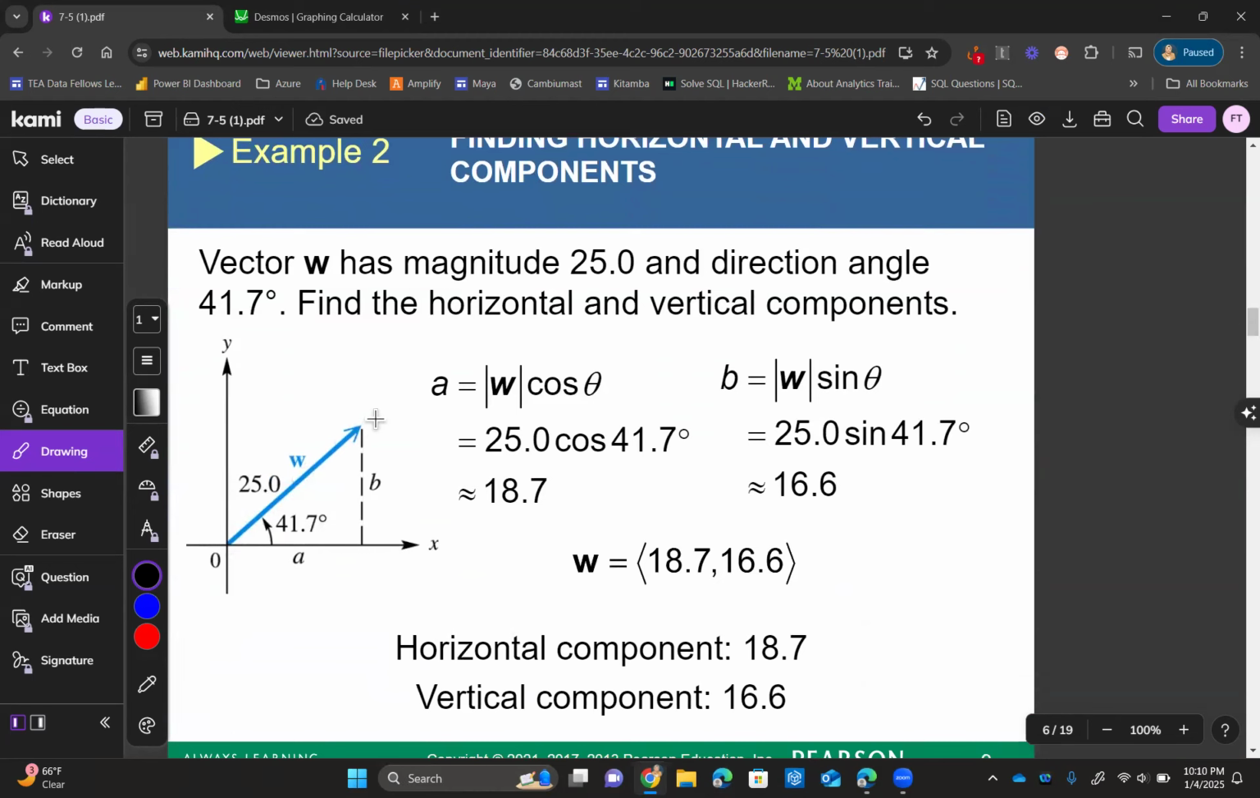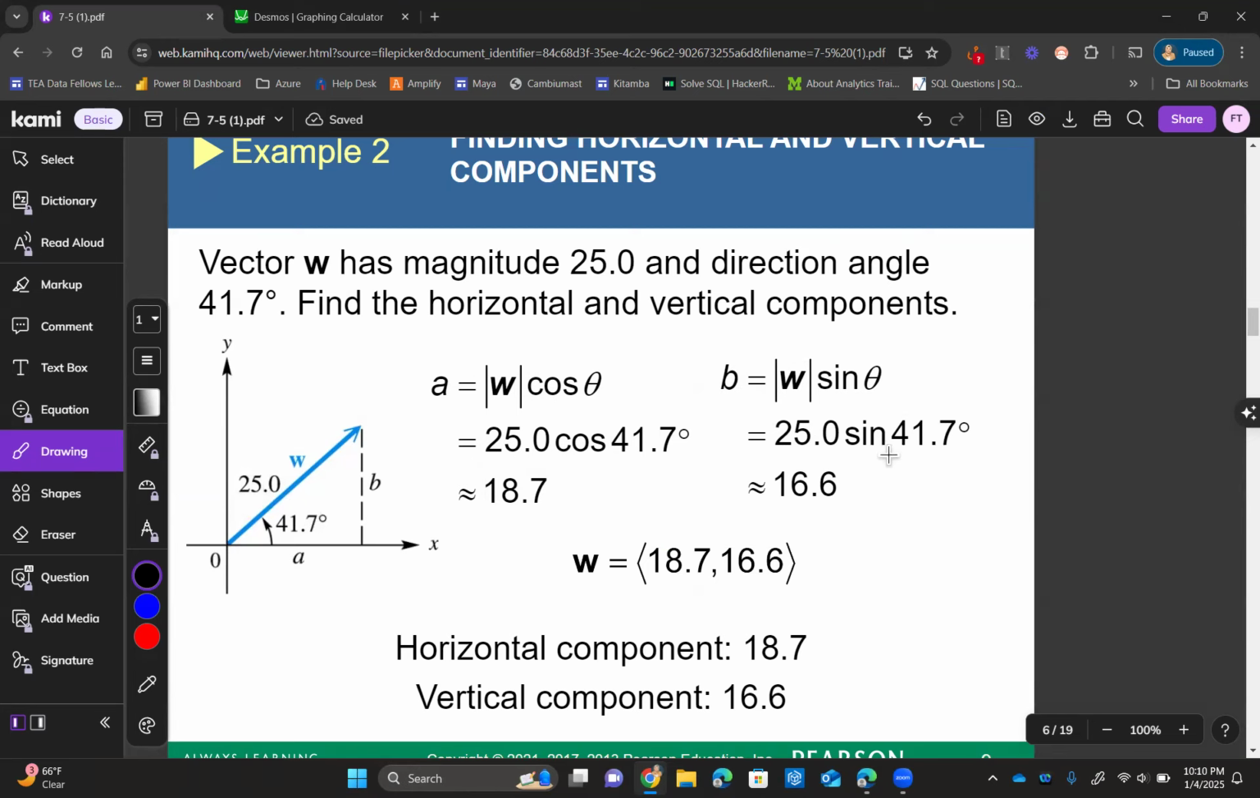We have the vector w, its direction angle is 41.7, and the question is giving us the magnitude. So this 25 represents the absolute value of w. So the horizontal component is 25 times cosine of 41.7, which is 18.7. And then the vertical component b is absolute value of w times sine of theta. So this is 25 times sine of 41.7.